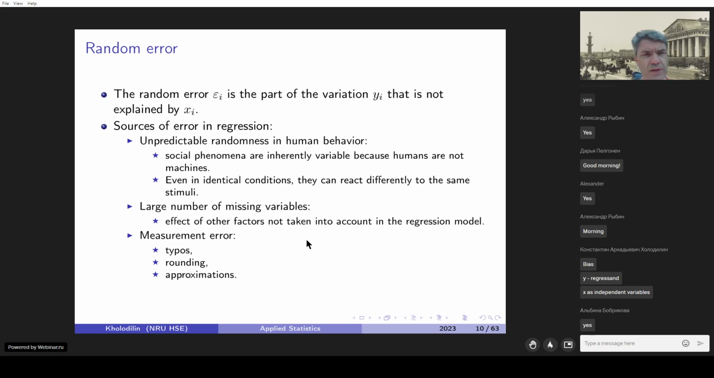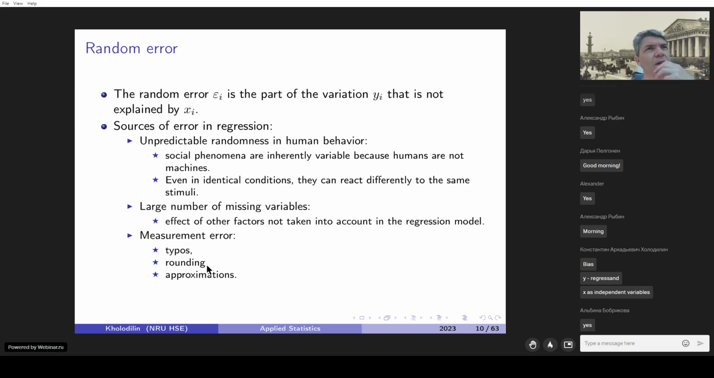And the last factor that leads to occurrence of random error is measurement errors. So for example, when filling in the questionnaires, we can make typos. For example, instead of 1000, we can write 10,000. There can be rounding problems.